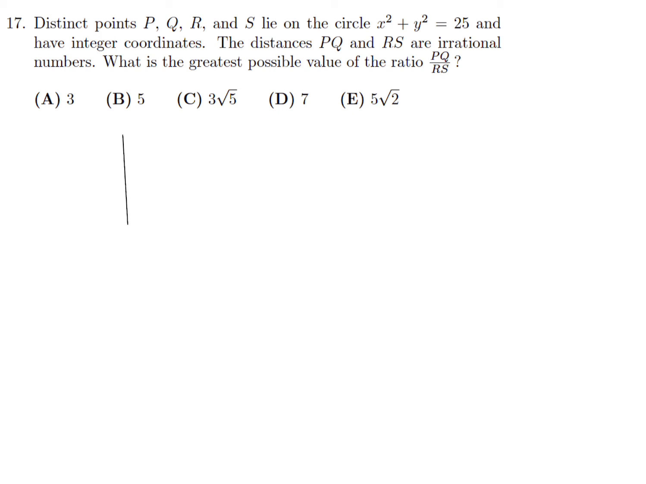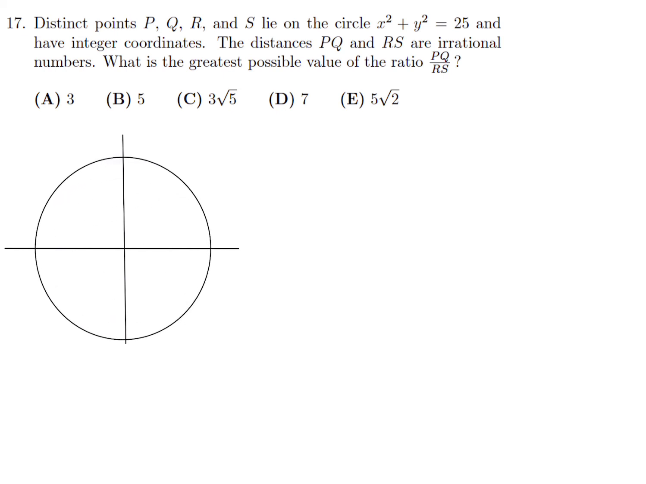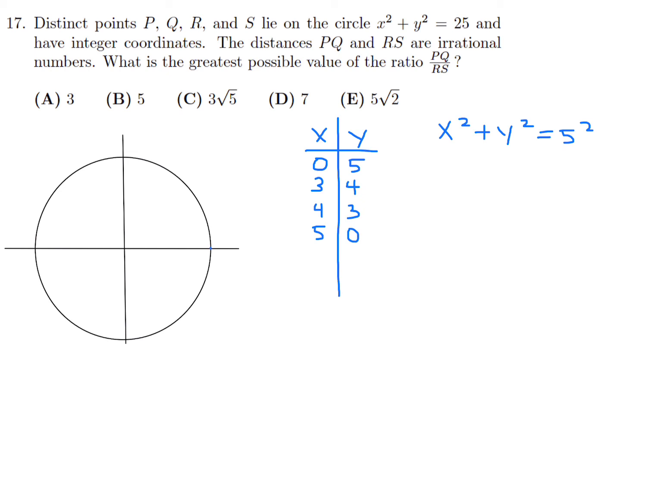Well, let's draw this diagram. This is a circle, and that circle has this equation. The points have integer coordinates, so if you make a little table for x and y, or just do it on the graph, it'll be 0 and 5, 1 and 2 won't work, but 3 and 4 will, 4 and 3, and then 5 and 0.